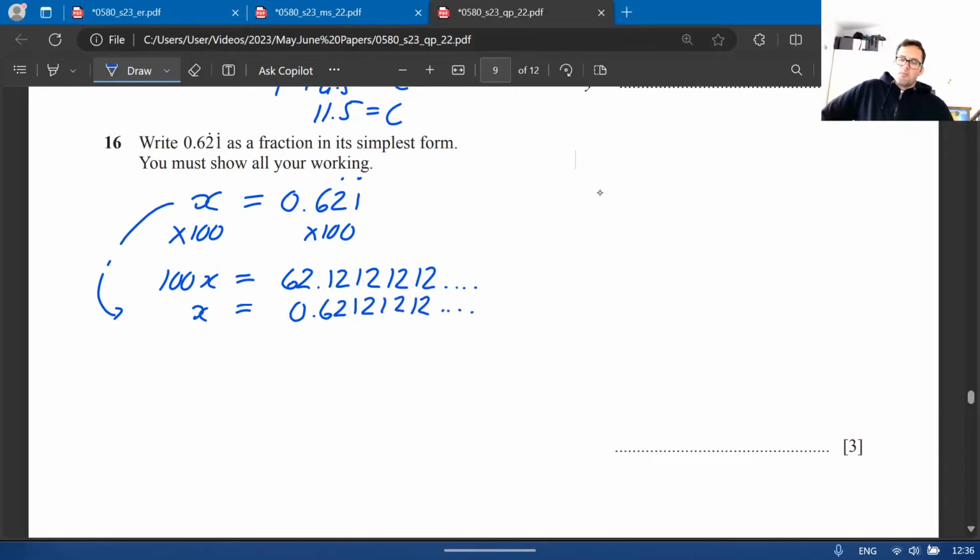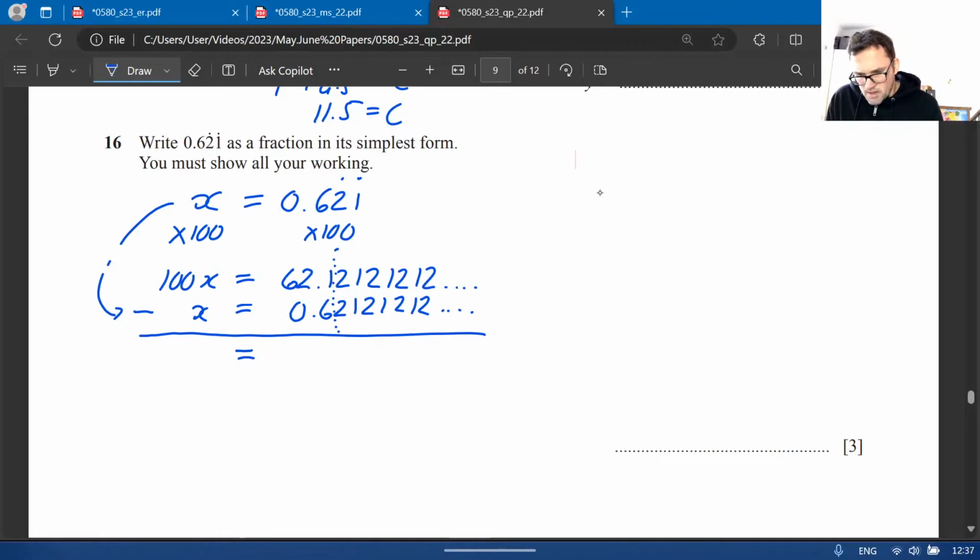You see what's happened now? I have lined up those 2s and 1s that go on to infinity perfectly well: 2, 2, 1, 1, 2, 2, 1, 1. Which means I can now subtract one equation from the other, because 2 minus 2 is 0, 1 minus 1 is 0, 2 minus 2 is 0, off to infinity. All the infinite 2s and 1s disappear, which is beautiful. There's no more infinite number of decimals. We just need to do the rest.